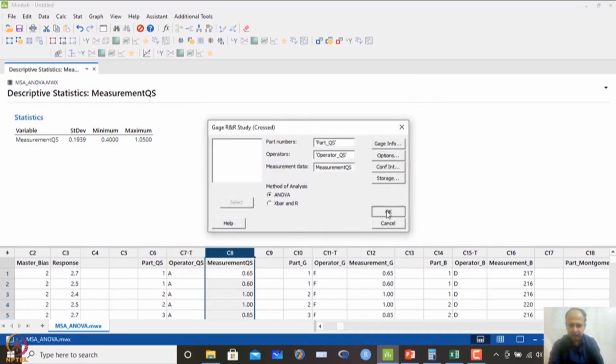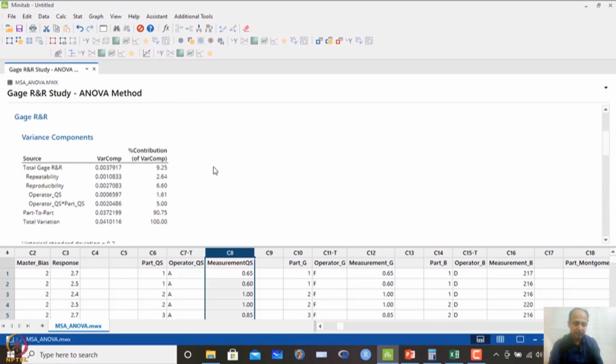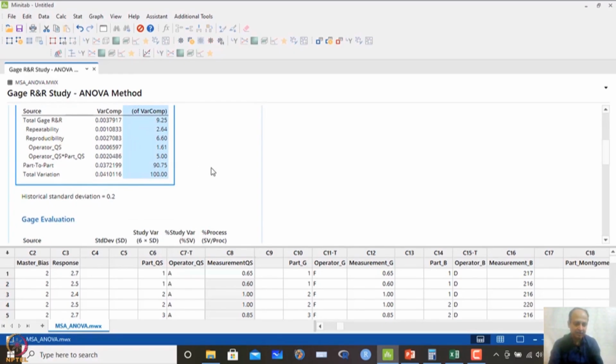I will click OK, and in this case what we are seeing is that part to part variation is there, that is required. Operator to operator variation is also happening, this is less than or equal to 0.05, and part and operator interaction is also prominent. Percentage contribution, if you see, is less than 10%, so somewhat satisfactory over here. So, this is not a concern for us. So, this is a favorable situation for us over here.